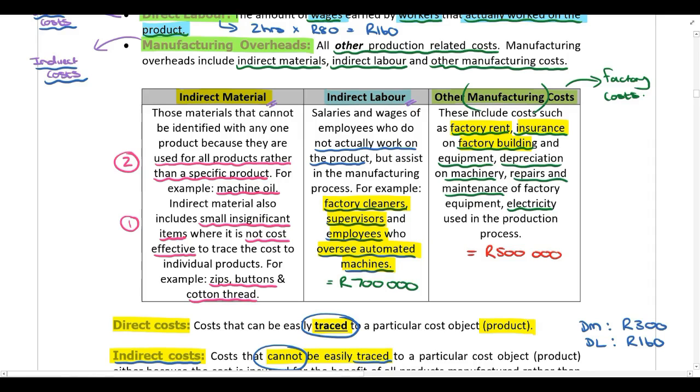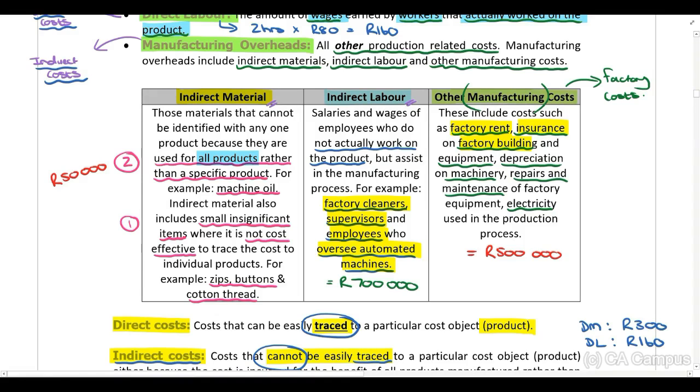Remember, we said indirect material includes material that is used for the benefit of all products rather than one specific product, like machine oil. So there again, we might have a cost for machine oil of 50,000 Rand for the year. We don't know what portion of that cost to trace to a particular product because, again, the cost is incurred for the benefit of all units that were made in the factory during that period.